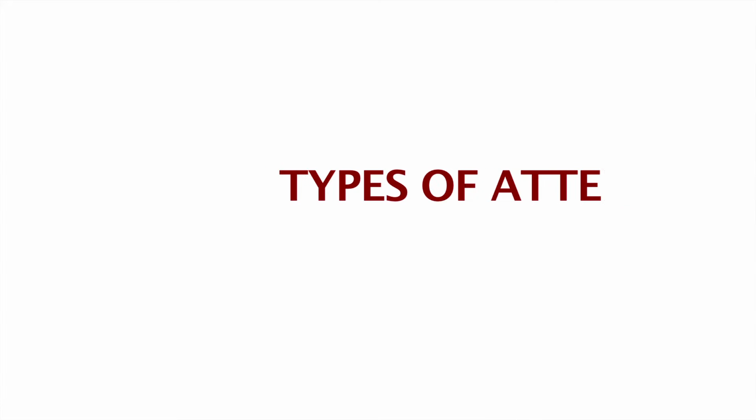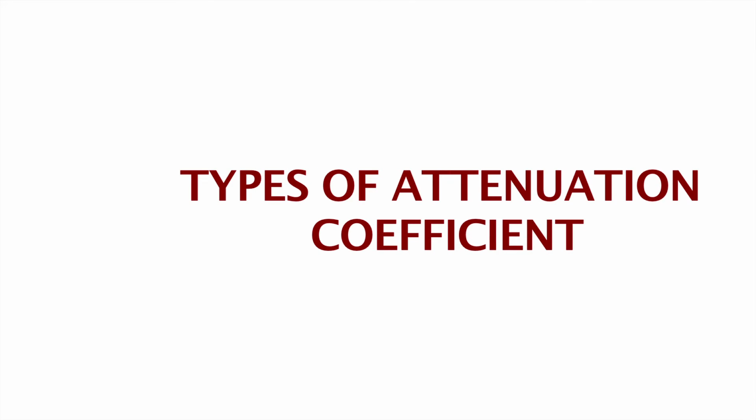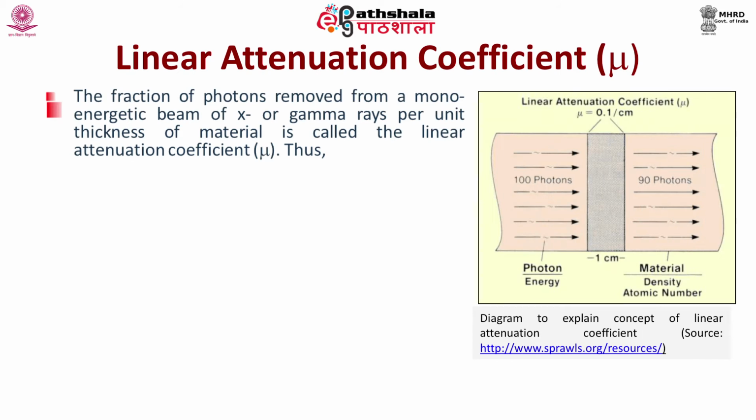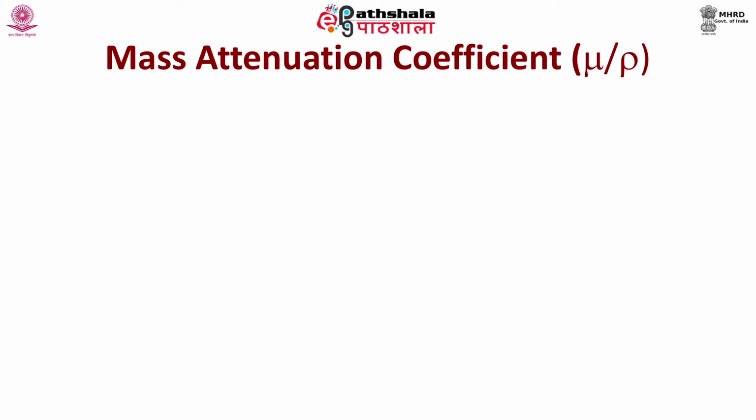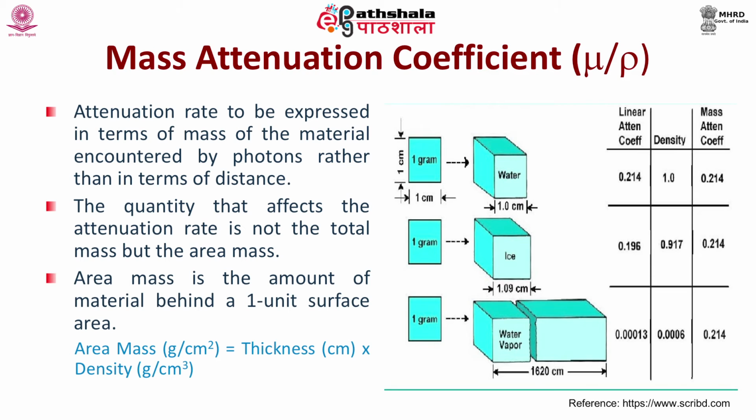Let us now try to understand the different types of attenuation coefficients. The first is the linear attenuation coefficient, symbolized by mu. It is defined as the fraction of photons of monoenergetic gammas or X-rays removed per unit thickness of the material. The formula for the linear attenuation coefficient is shown on the screen, and the same concept is explained in the diagram. The next type is the mass attenuation coefficient.